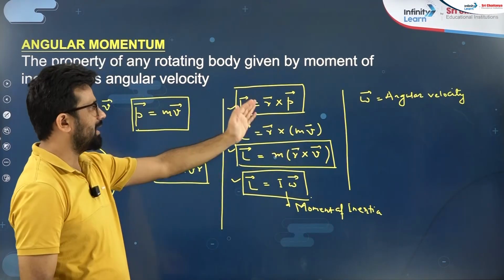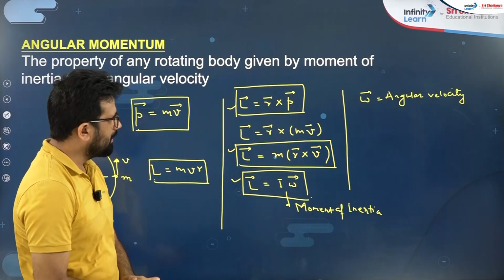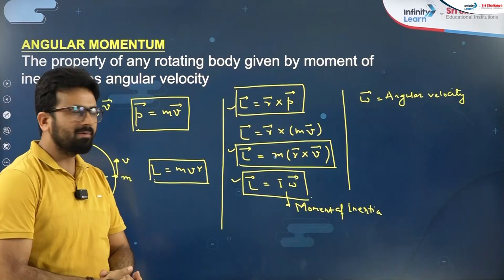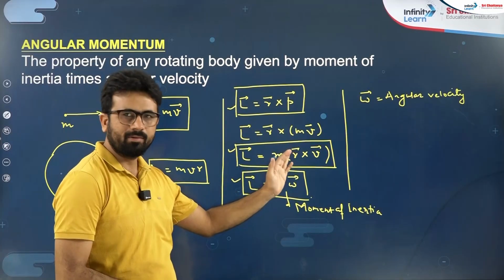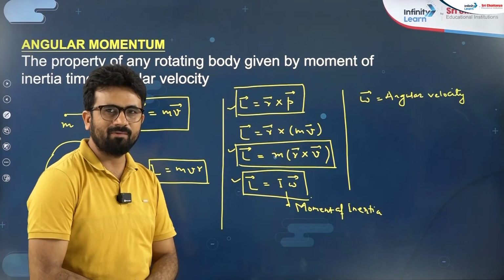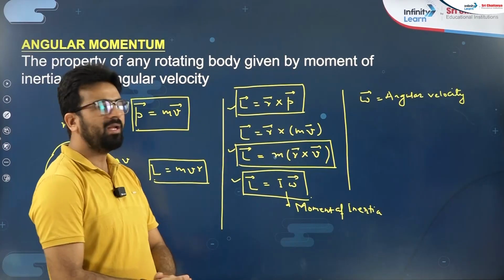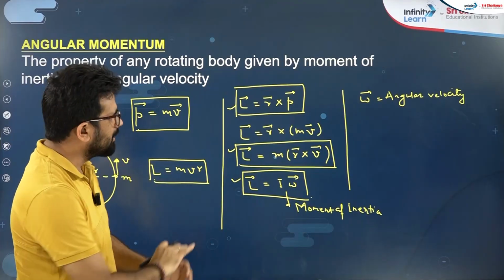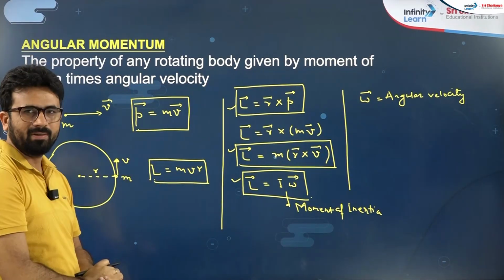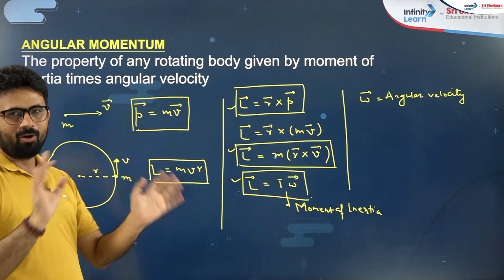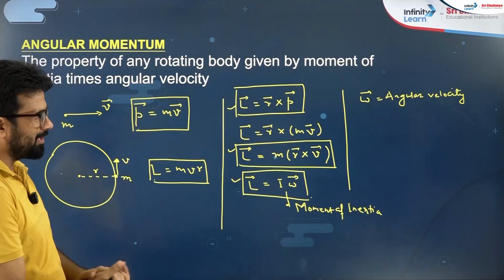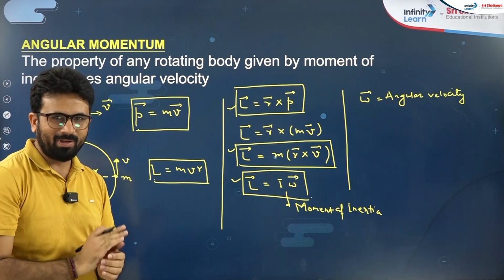Or I can say r cross p: if we know the linear momentum and the radial vector, we can calculate it from that also. If we know the mass, the radial vector and the linear velocity, then also it can be calculated. This is the basic way to write angular momentum. Up to this we have to understand first. I think all of you are understanding, because this is the basic part of angular momentum.